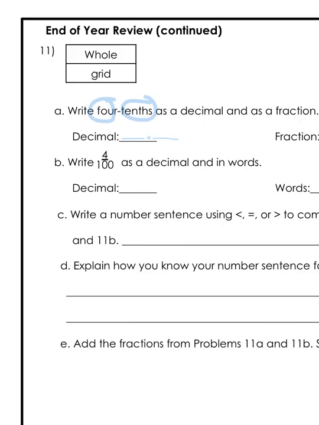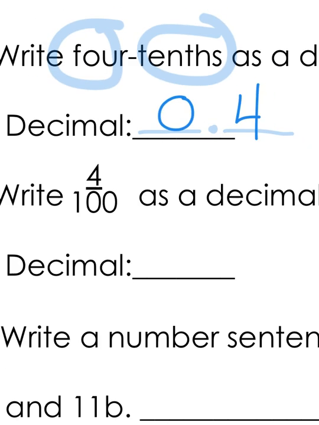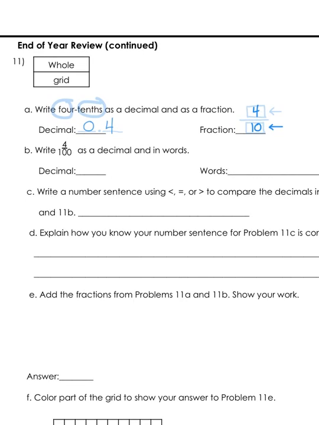Now, if I have 4/10 of a dollar, that's like saying I have 4 dimes. So I would represent that like so, 0.4. So now I have my decimal version and my fractional version.